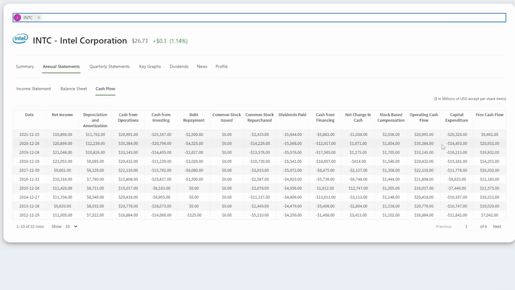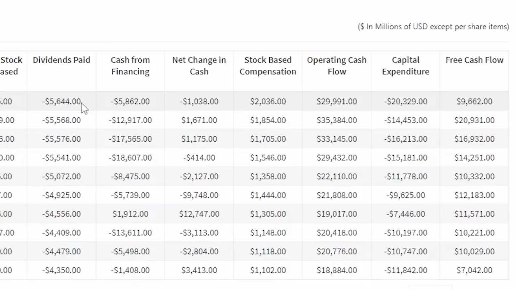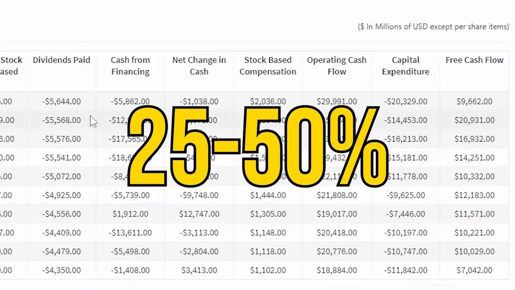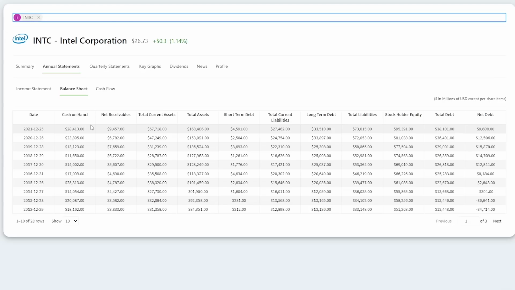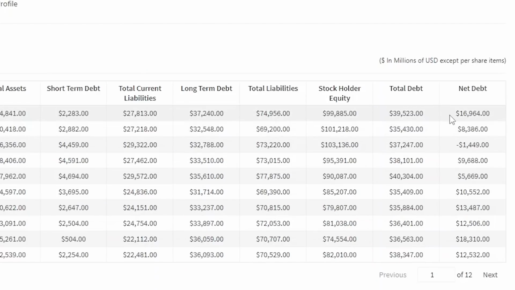In 2020 and 2021, Intel's financial performance was stellar. The company generated $20 billion and $10 billion in free cash flow, respectively. For context, Intel's annual dividend payment is around $5.6 billion. At these earnings, the dividend was so secure, with the payout ratio between 25 to 50%. Intel had ample cash on hand of $28 billion with $9.8 billion of net debt. Their balance sheet is still strong as of the latest quarter, but it's trending worse.